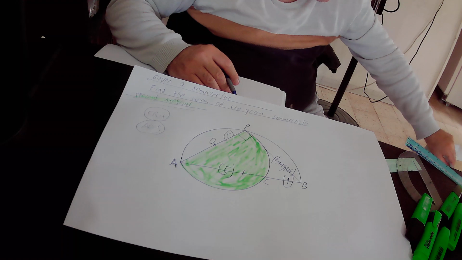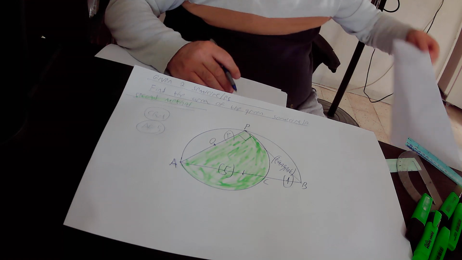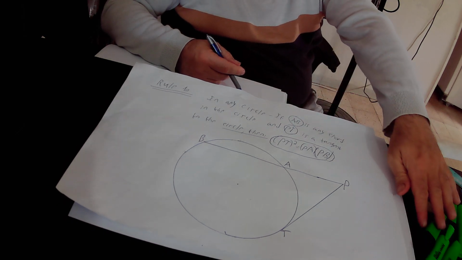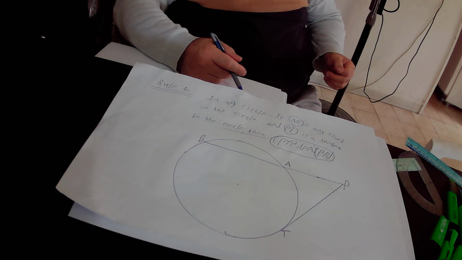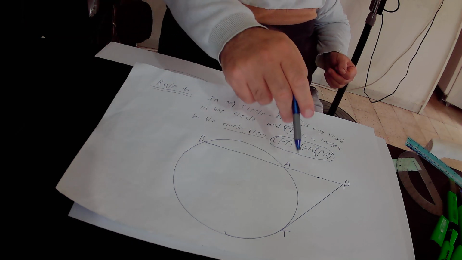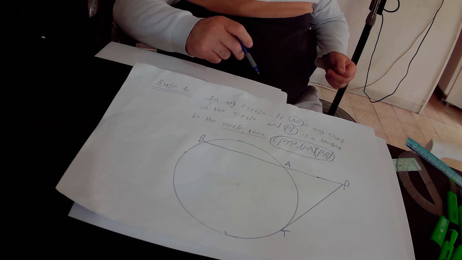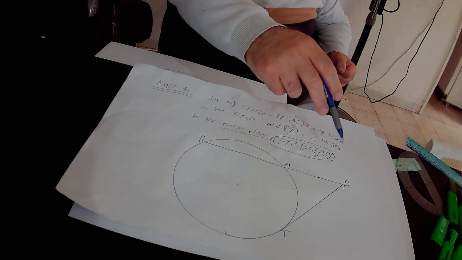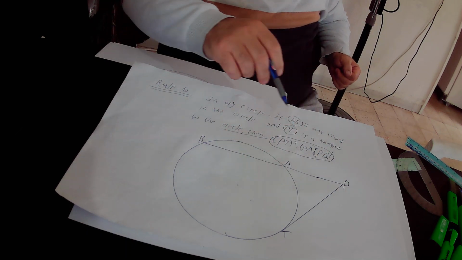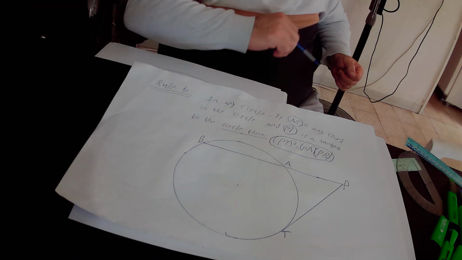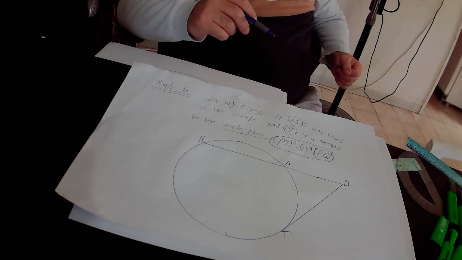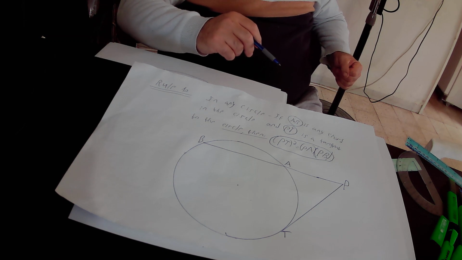I'll click on rule 10. According to rule 10, in any circle, if AB is a chord of the circle, and from the common axis point B we have also tangent PT, this is tangent to this circle at point T, we can implement rule 10 in our drawing.